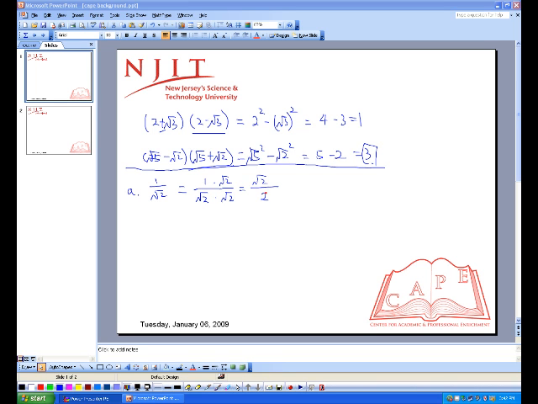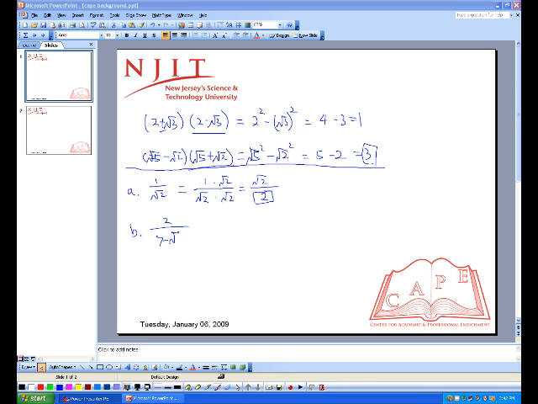Okay? So now the denominator is rationalized. It doesn't contain a square root anymore. It doesn't contain a number with a square root anymore. So now this is a rationalized denominator. Okay? That's how you rationalize a denominator. So let's look at another case.